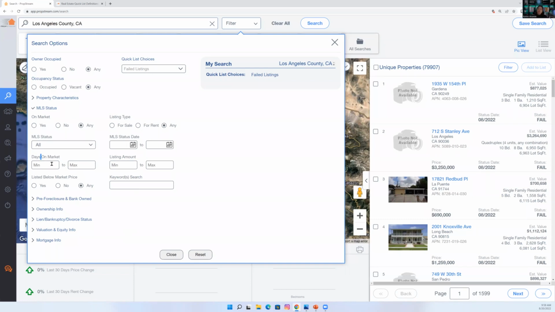Hey, I listed it and you know what? I changed my mind. It's my grandma's house. I love her. I don't want to lose these memories. So take it off market.